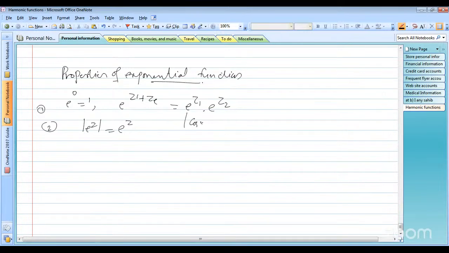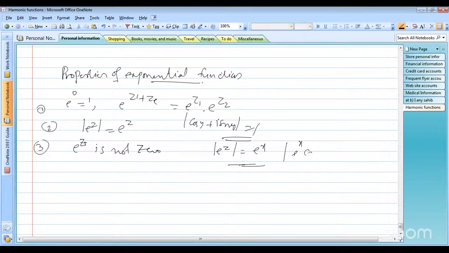In cos y plus i sin y, the value is 1. E power z is not 0. E power z is not 0 for any z. The modulus of e power z is e power x, but e power x can never be 0. Can never be 0.